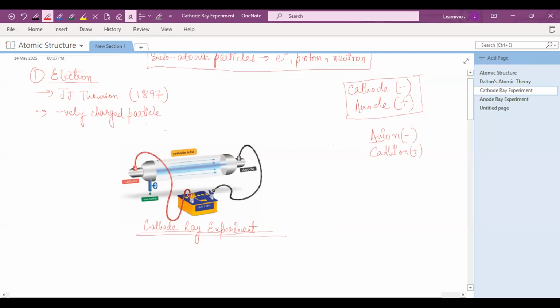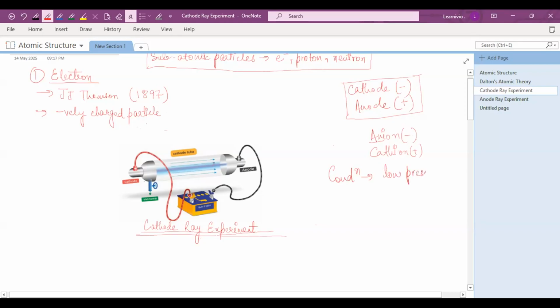So what he did, he took this cathode tube, which is made up of a glass containing body, and here at both terminals attached are two pieces of metal, which are known as electrodes. Here it is the cathode, which is negatively charged, and here the anode. And the condition of this experiment was low pressure.